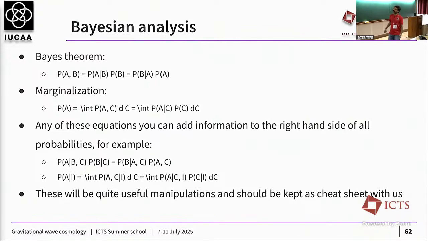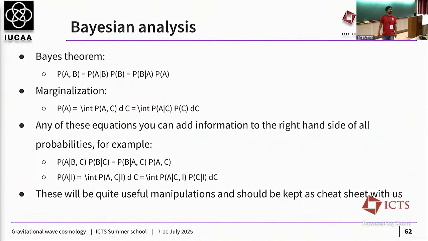Okay. So the first one is the Bayes theorem. So P of A comma B, the joint probability distribution of A comma B, is given by P of A given B multiplied by the probability of B. But equivalently, you can also write it as P of B given A times the probability of A. Okay. And so this last equality here is typically referred to as the Bayes theorem.